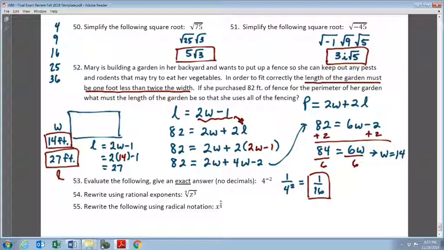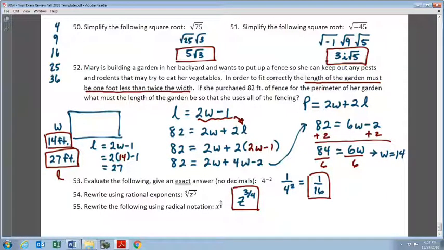On number 54, it says rewrite using rational exponents. So that's fractions for exponents. And we learn that the denominator of our fraction is going to be the root, which here is 4. The numerator will come from the exponent that's on z. So this is z to the 3/4 power.